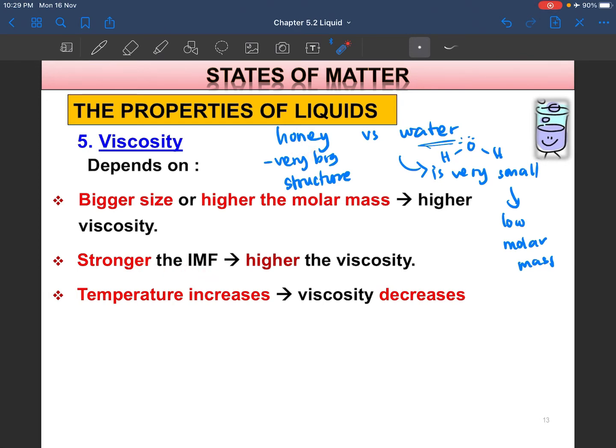Okay, and then dia kata kalau kat sini pula ada kaitan dengan temperature. Temperature increase, viscosity decrease. Okay, so kalau temperature tinggi, kita boleh faham lah maksudnya kinetic energy tinggi. So kinetic energy tinggi, attractive forces that hold the molecule tu boleh putus dengan cepat. That mean lagi senang lah untuk solution tu flow. Okay, so viscosity dia akan berkurang.